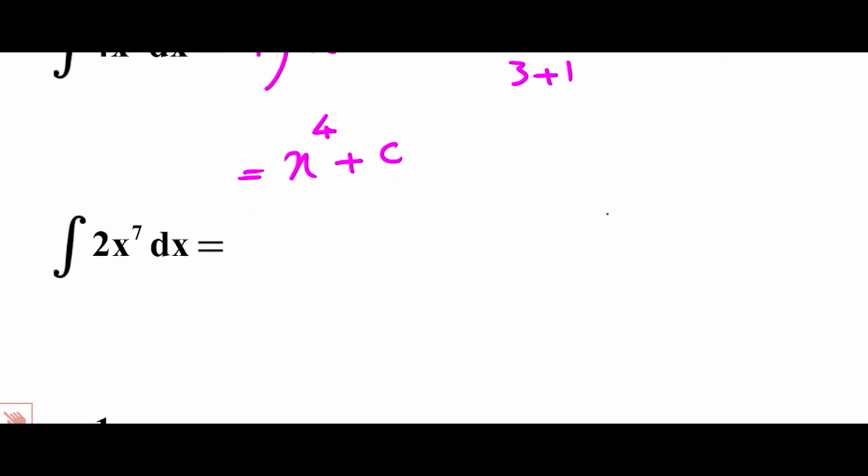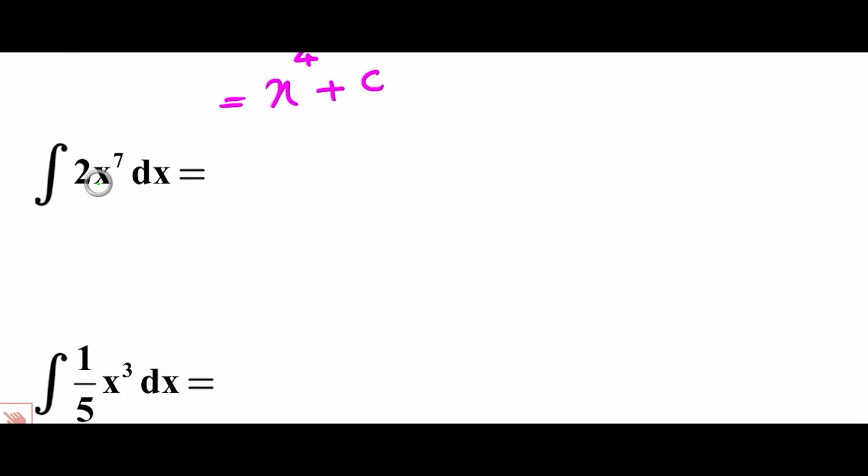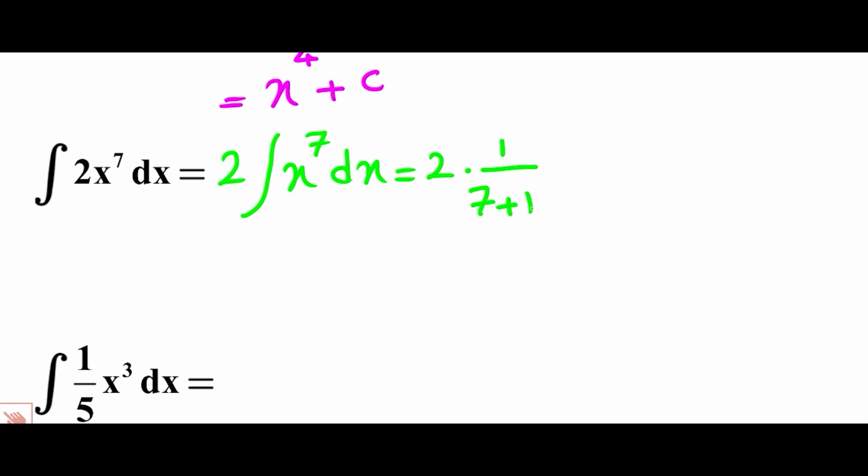That's it. Or the integral of 2x to the power of 7 dx. So we have 2 times the integral of x to the power of 7 dx. We use the power rule, we have 1 over 7 plus 1 x to the 7 plus 1 plus c. Don't forget the c. So we have 2 times 1 over 8 equals 1 over 4 x to the power of 8 plus c.